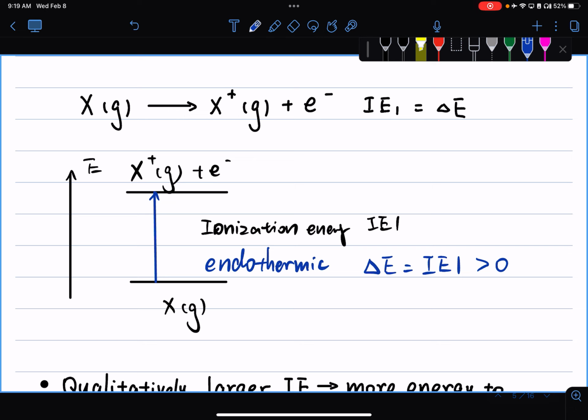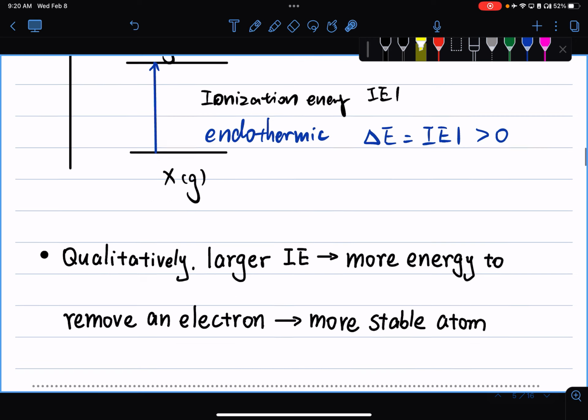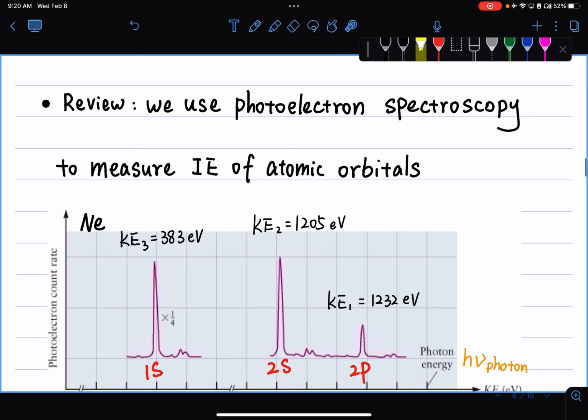So qualitatively, you can think about larger ionization energy means you need more energy to remove an electron from a neutral atom. Or qualitatively, you can think about larger ionization energy means your atom is more likely to be chemically stable. It's not always true, it's just sometimes true. And we also talk about photoelectron spectroscopy to measure ionization of different atomic orbitals.